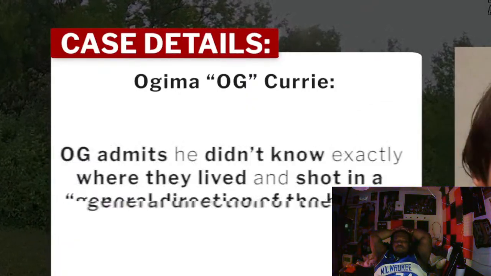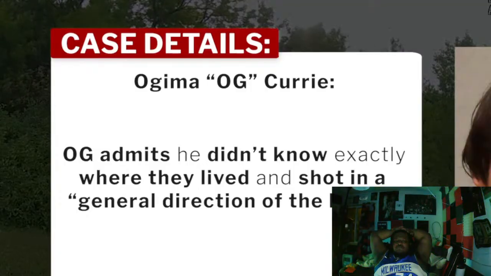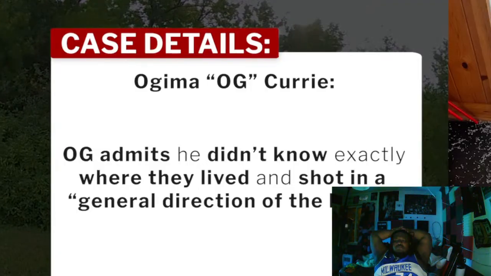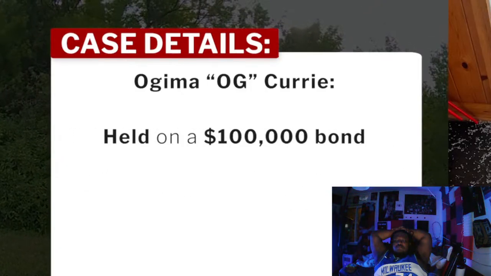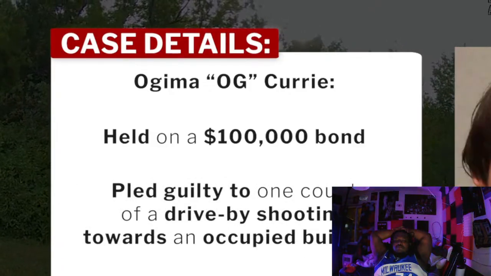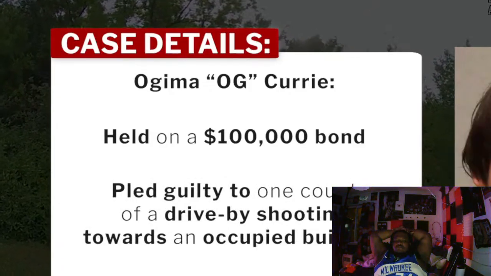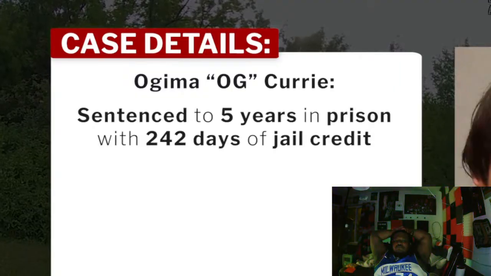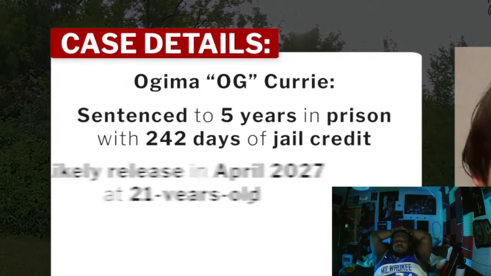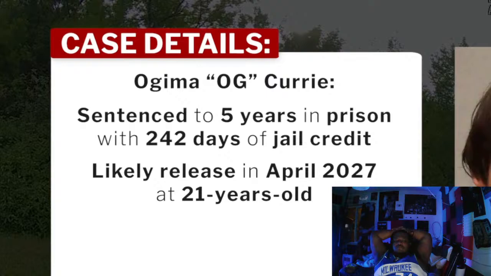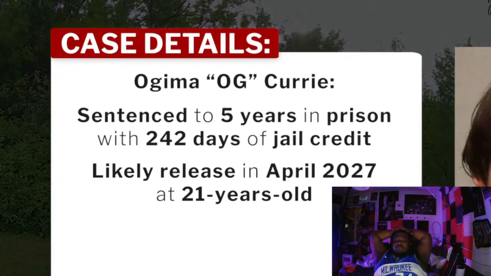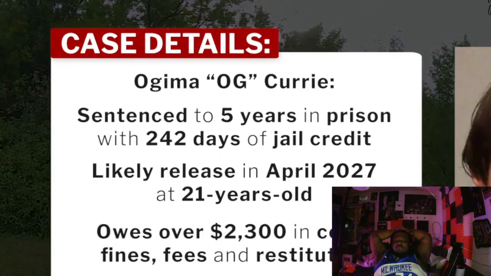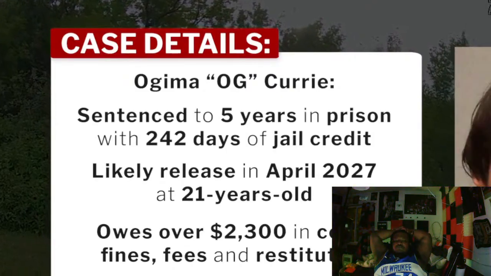In his court transcript, OG admits he didn't know exactly where they lived and shot, quote, in a general direction of the house. He was held on a $100,000 bond and eventually pled guilty to one count of drive-by shooting towards an occupied building. He was sentenced to 5 years in prison with 242 days of jail credit. He will likely spend just under 3 years in jail and be released in April of 2027 at 21 years old. He also owes over $2,300 in court fines, fees, and restitution.